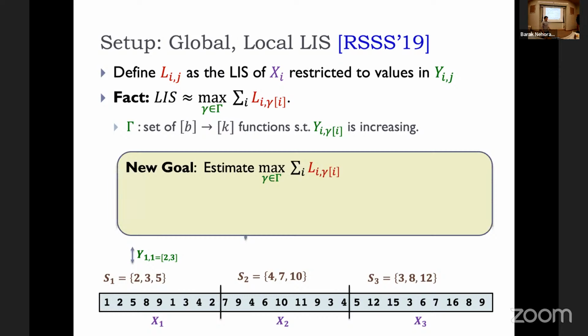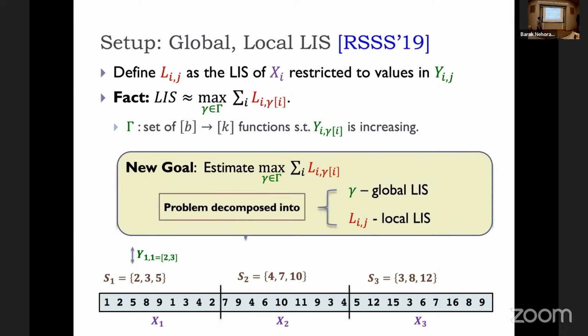Okay. So the new goal will be to estimate this value: the maximum over all monotone functions over the blocks of the sum of the best LIS inside each block when restricted to the corresponding candidate. You can think about the problem as being decomposed into essentially two things. One is optimizing over gammas, which is basically the global LIS, taking this block, that block. And the other is the local LIS: once I restrict here, I find the best LIS when my values are restricted.